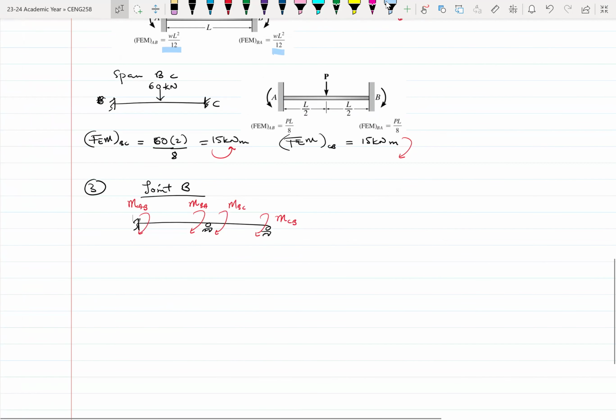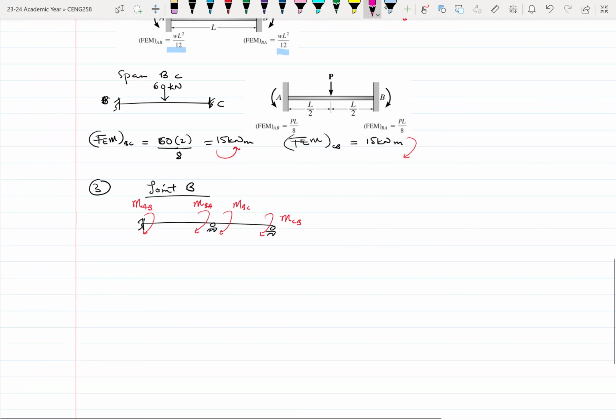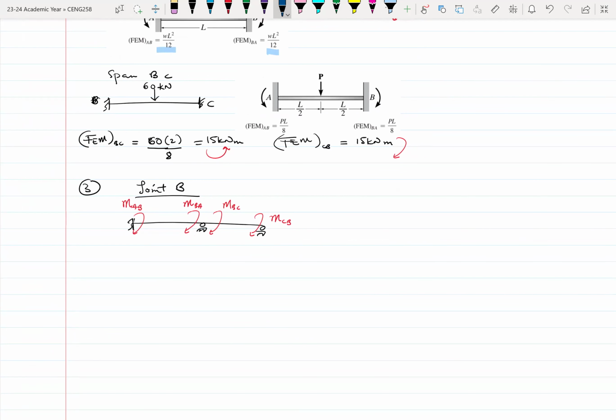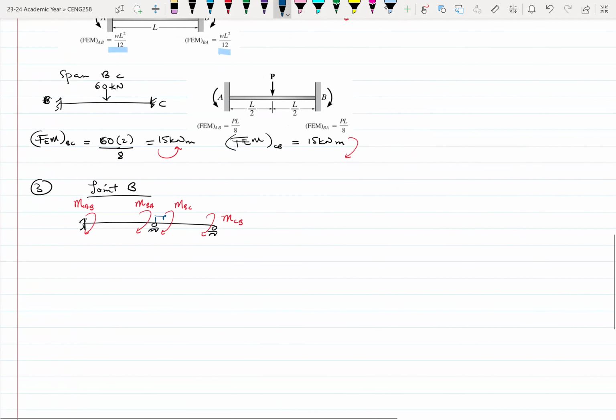All right, so let's move on. So now we know our joint. It means that this joint here, joint B, is the most important. Joint B is very important to us here, which means that MBA plus MBC should be equal to 0.